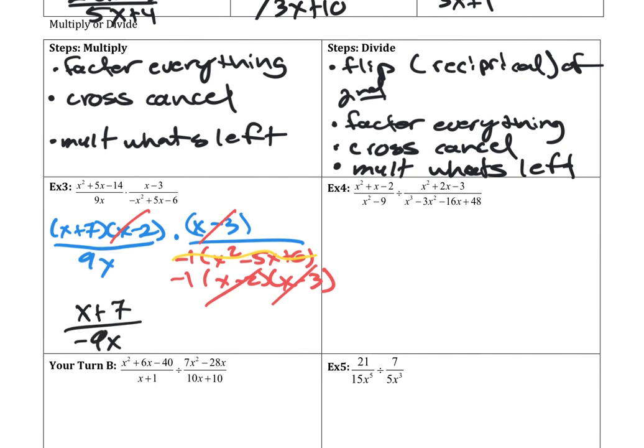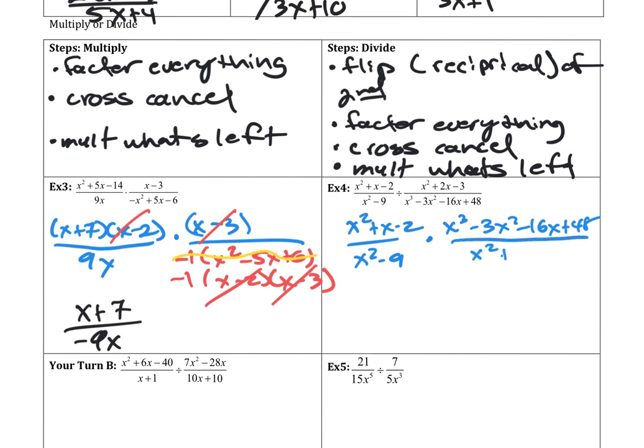Let's go ahead and compare example 3 to example 4. We see that we are dividing. So our first step, I'm going to go ahead and rewrite everything the way that it was for my first term. We have x squared plus x minus 2 over this x squared minus 9. And then for my second term, I'm going to flip it and make it a multiplication problem. So we're going to get x cubed minus 3x squared minus 16x plus 48 over x squared plus 2x minus 3.